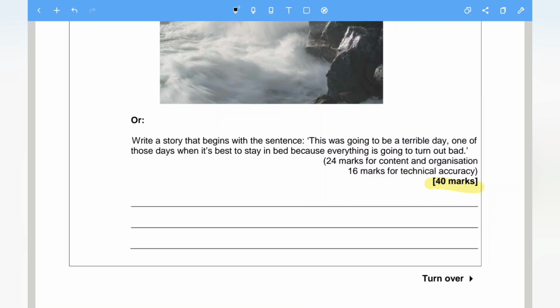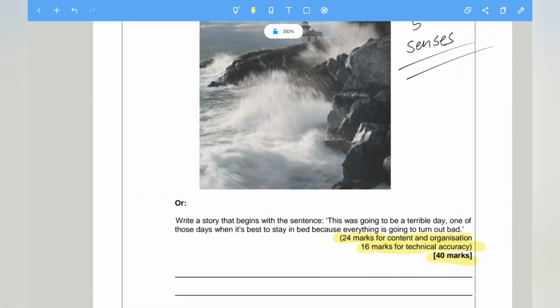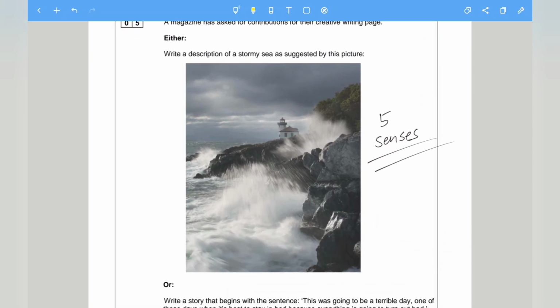To be honest, for all the exam boards, whether you're AQA, Edexcel or OCR, it's the same concepts, the same principles. AO5 is assessing your content and organization, so the quality of your ideas, as you can see here. And AO6 is looking at your spelling, punctuation and grammar, so your 16 marks is for your technical accuracy. How accurate is your spelling? Have you used a wide variety of punctuation? And also, is it organized? Have you organized it in a coherent manner? These are some things for you to remember.